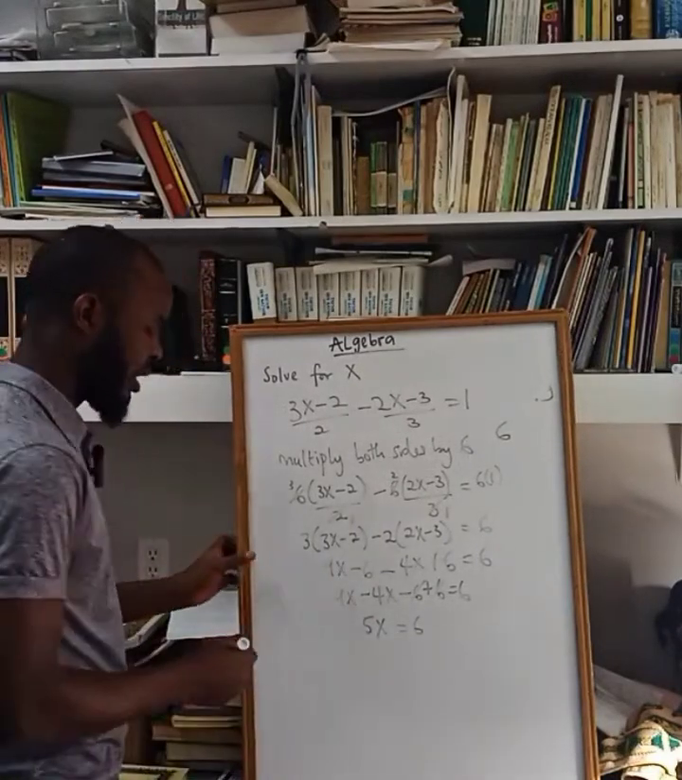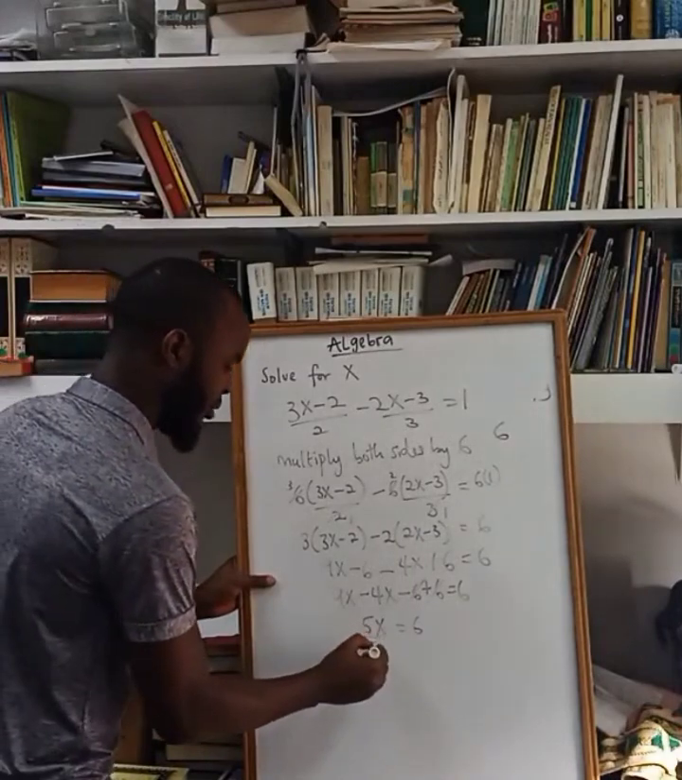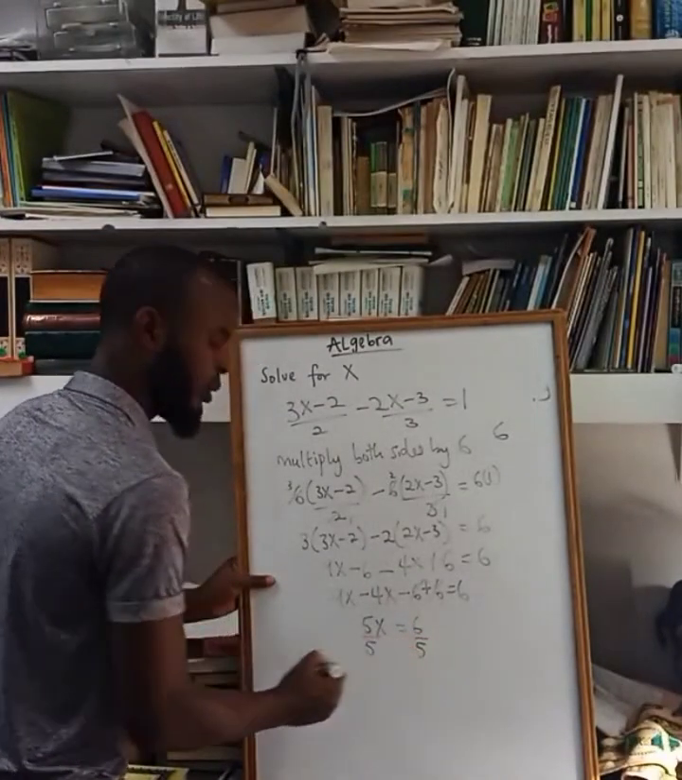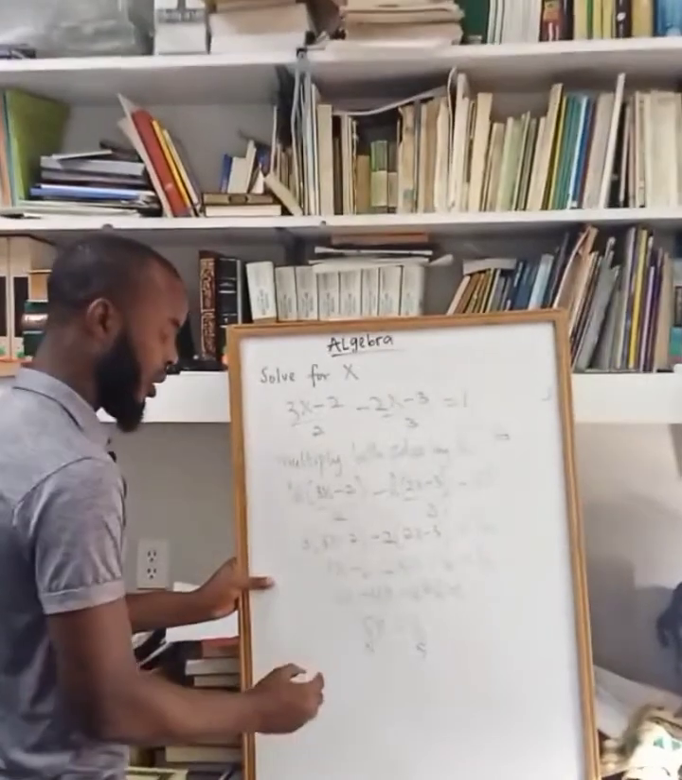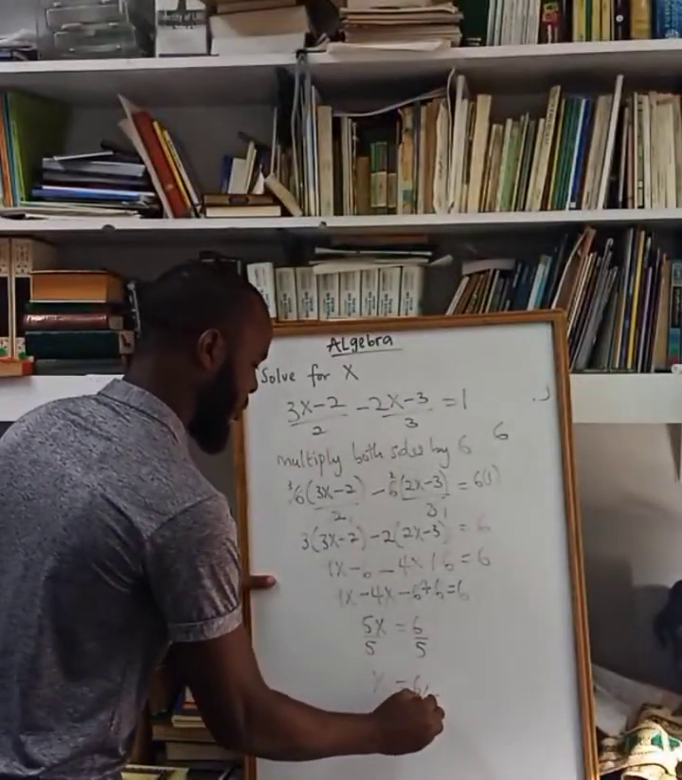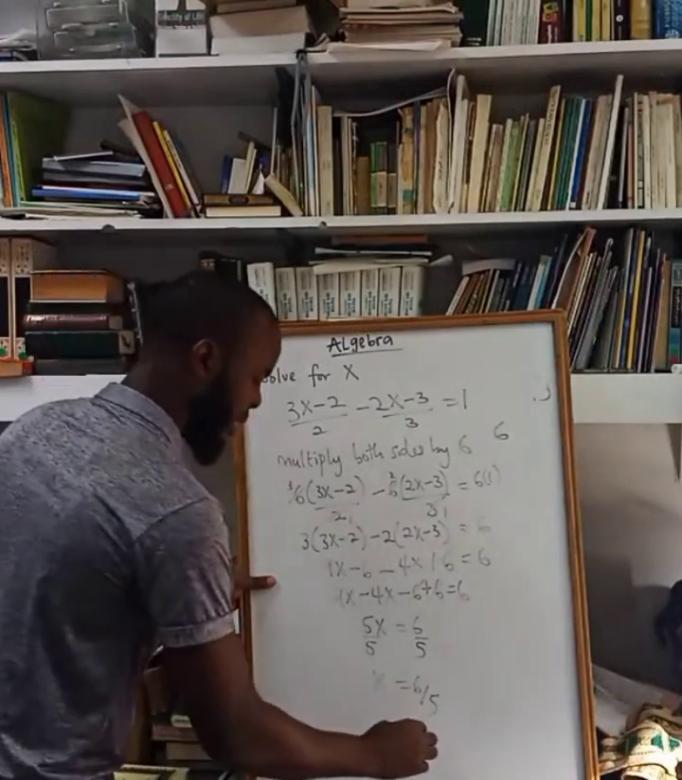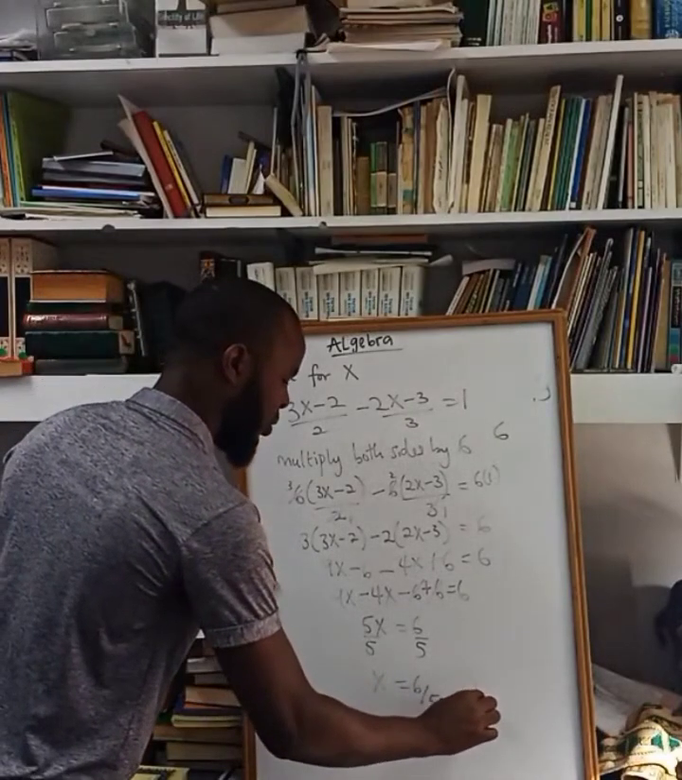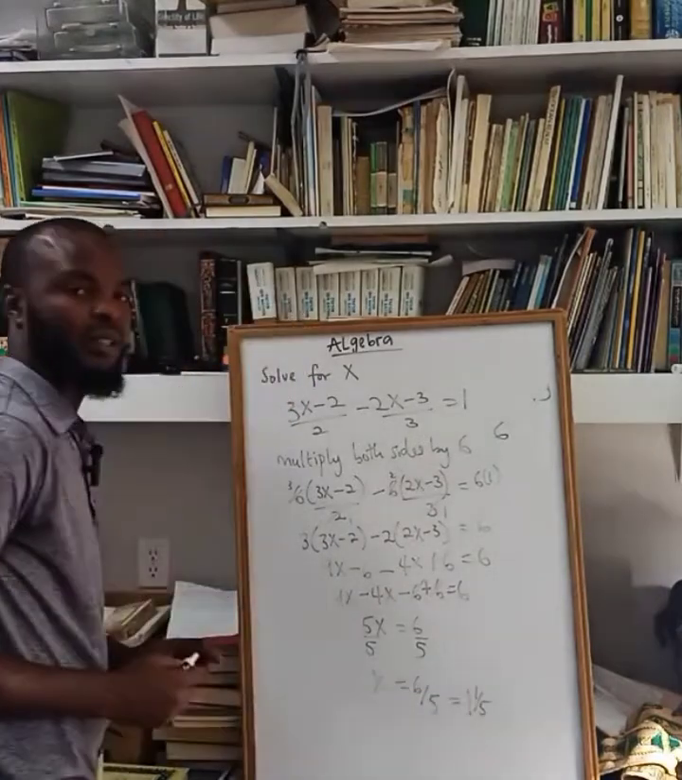So dividing both sides by the coefficient of x, which is 5, here I'm going to have x equals 6 over 5. Lastly, you can say this is the same thing as one whole number and 1 over 5 in mixed fraction.